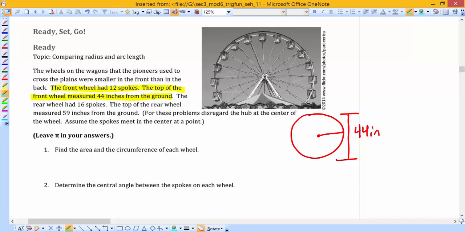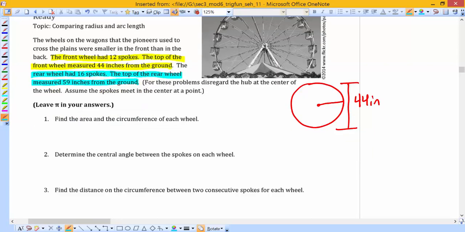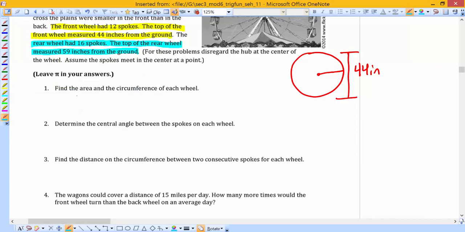And then the back wheel, which you can set up on your own, the rear wheel has 16 spokes and is 59 inches from the ground. Then you're going to use that information to answer the rest of the questions in the ready. So area, remember, is pi r squared. Circumference is 2 pi times the radius, or diameter times pi. Find that for each of them.